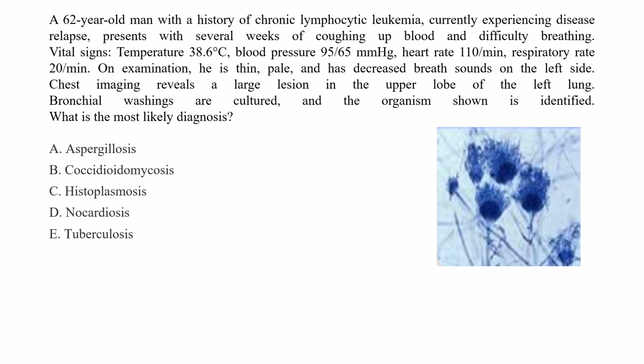Bronchial washings are cultured and the organism shown is identified. What is the most likely diagnosis? Now, this question gives several important clues. The patient is immunocompromised due to relapsed chronic lymphocytic leukemia, making him highly susceptible to opportunistic infections. The culture from bronchial washings is a key diagnostic step, helping narrow down the type of pathogen involved based on its structural and staining characteristics.